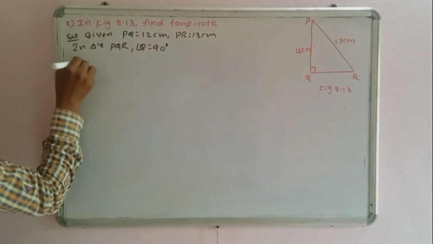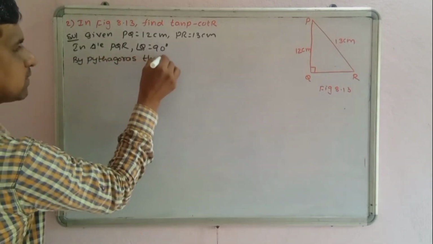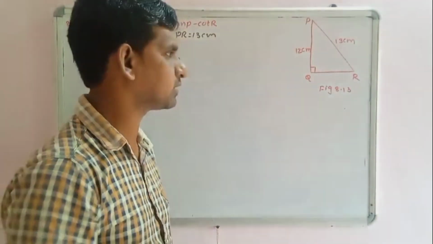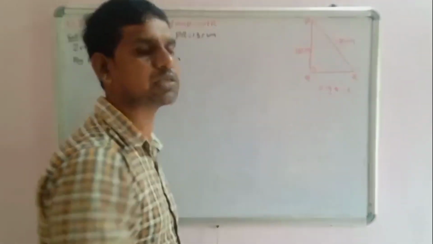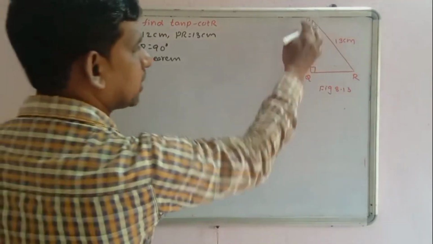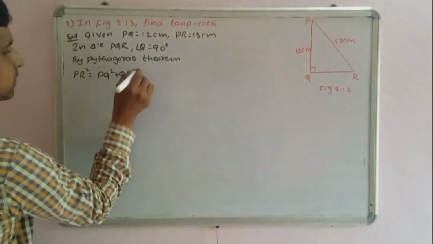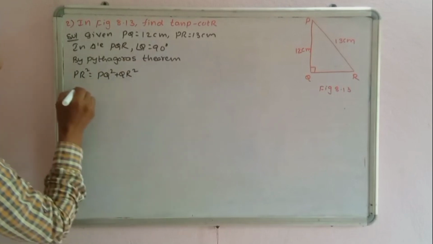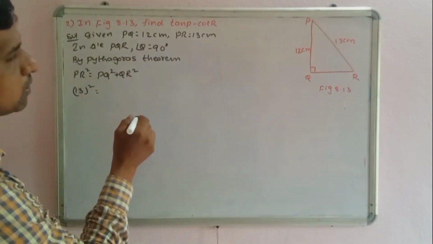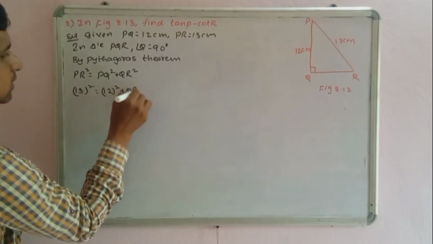By Pythagoras theorem. What is the Pythagoras theorem statement? Hypotenuse square equals side square plus side square. Here the hypotenuse is PR because the side opposite the right angle is called the hypotenuse. So PR square equals PQ square plus QR square. That equals PR value 13 square equals PQ value 12 square plus QR square.